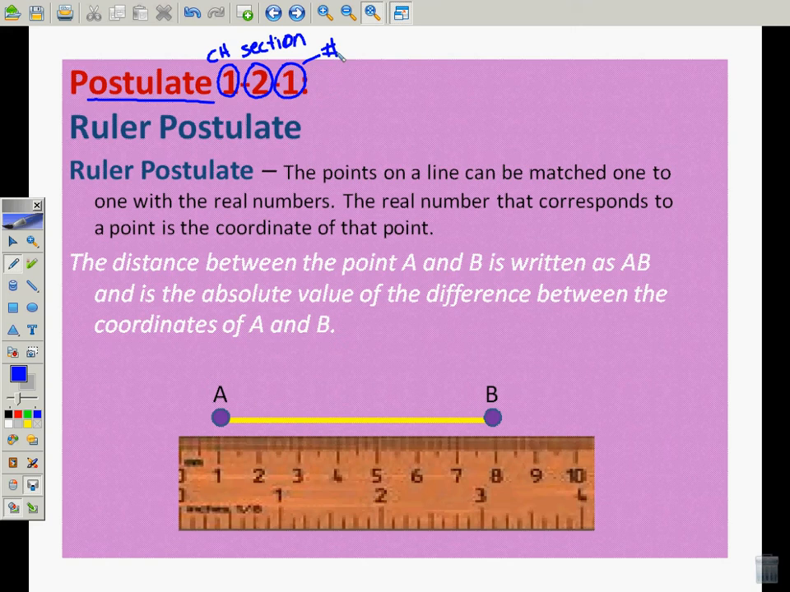The ruler postulate says this: the points on a line can be matched 1 to 1 with the real numbers. Think about that for a second. From algebra class, real numbers. The real number that corresponds to a point is the coordinate of that point. So I would say down here that the coordinate of A is 1. Okay? The coordinate of B is 8.